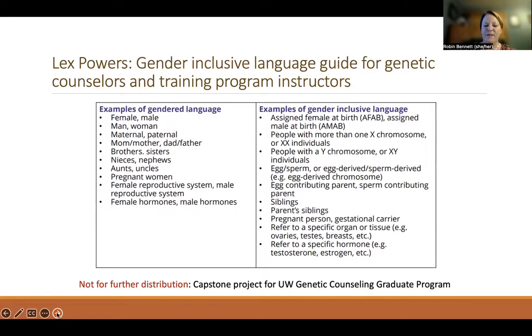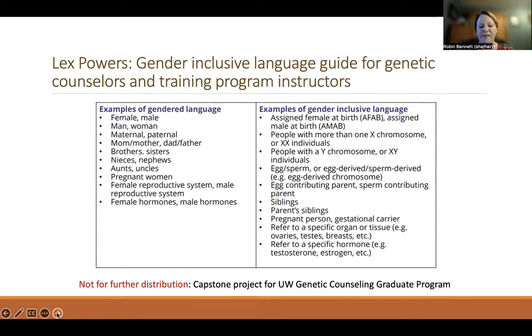And then you can say people with a Y chromosome or an XY individual, instead of using gendered language like man and woman. And then you can use egg or sperm derived, say egg derived or sperm derived. And then instead of saying mother or father, you can say an egg contributing parent or a sperm contributing parent. Instead of saying brothers or sisters, you can say siblings. Instead of aunts or uncles, you can say parents' siblings.